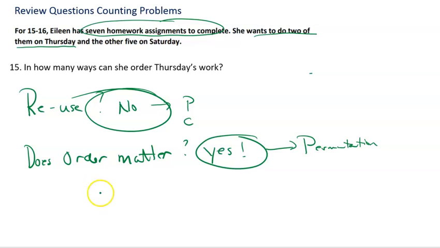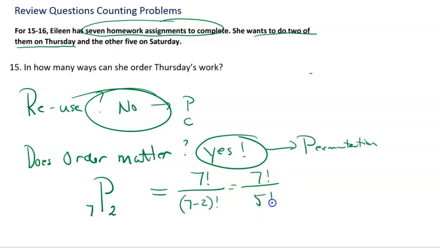So how do we do this? Well, we have a permutation. How many do we have to choose from? 7. How many are we choosing? 2, because Thursday we're just doing 2 assignments. So the formula for that is 7 factorial divided by the difference, 7 minus 2 factorial, which would give you 7 factorial in the numerator, 5 factorial in the denominator. Remember, we talked about the quick way to do this is just to write the top down until you get to the bottom, but don't include the 5. So that's just 7 times 6, which is 42.